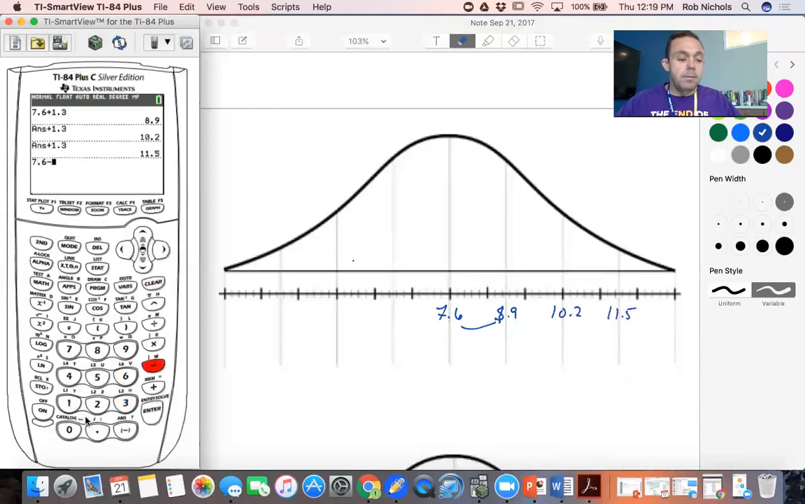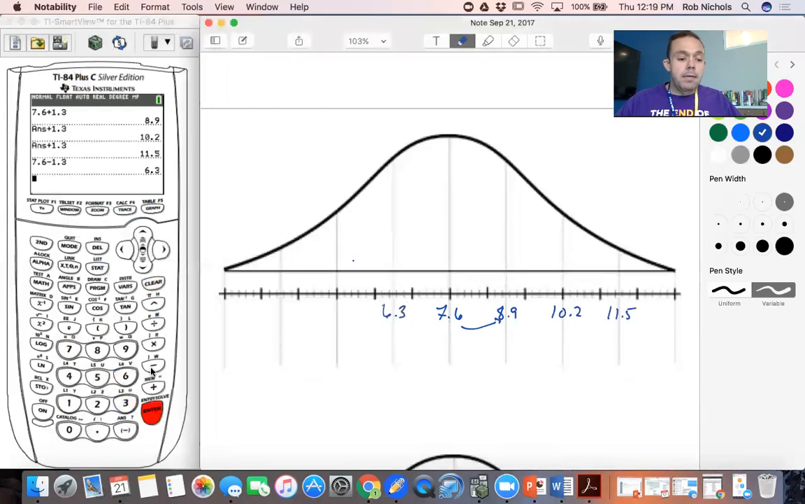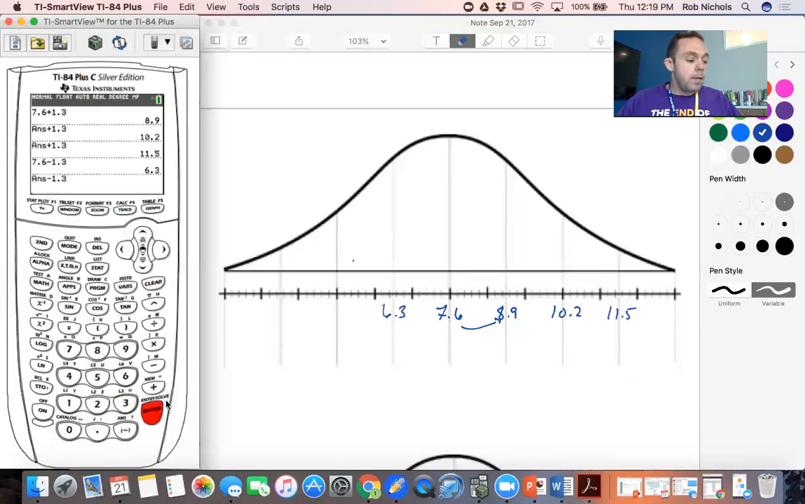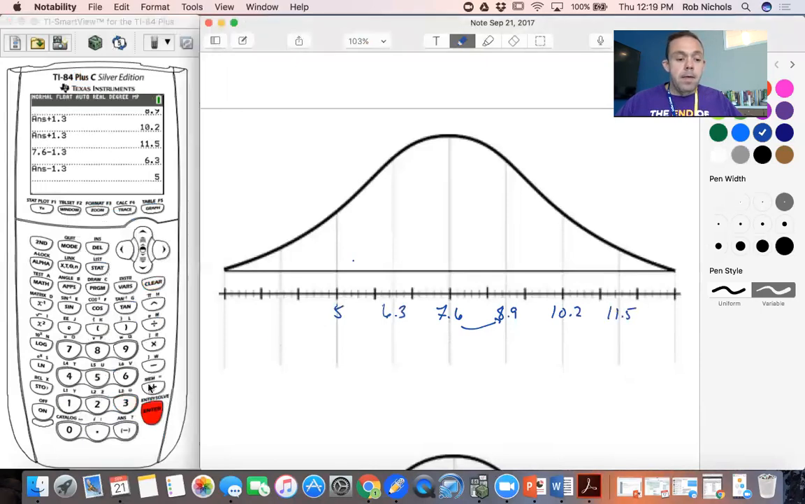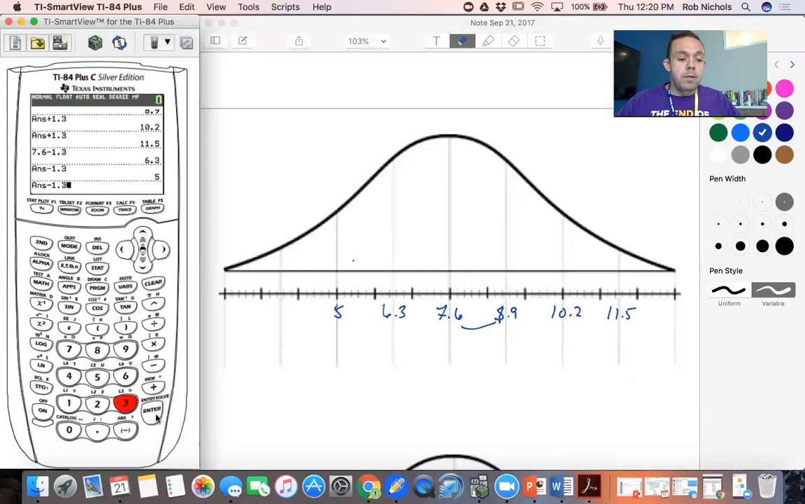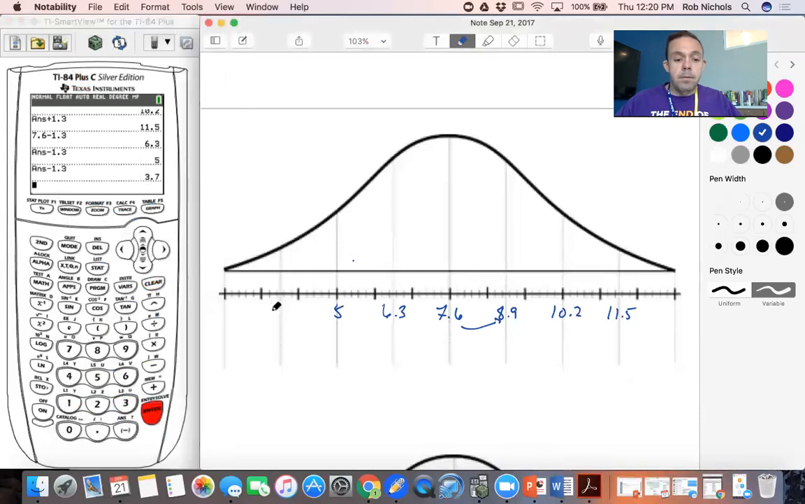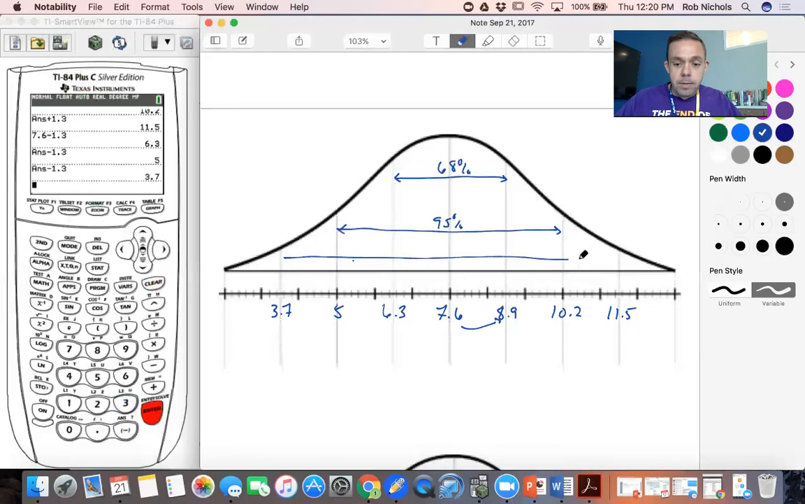Okay, now I do the same thing but going in the reverse direction. So 7.6 minus 1.3, and that gives me 6.3. I again subtract another unit of standard deviation, and that gives me 5. And then I subtract another unit of standard deviation, and that gives me 3.7. So within 1 standard deviation on either side of the mean, I'm going to capture 68% of my data. Within 2 standard deviations of the mean, I'm going to capture 95% of my data. And then within 3 standard deviations of the mean, I'm going to capture 99.7% of the data. And then that is all you have to do there.